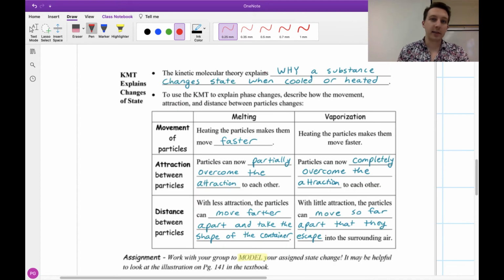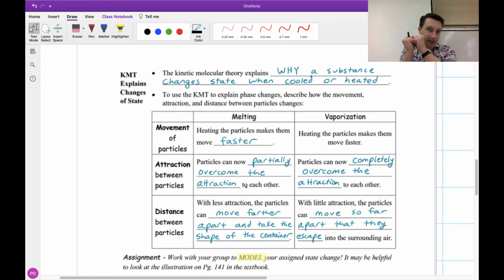So KMT explains why a substance changes state when it's cooled or heated enough. So we can use KMT to explain the changes in the motion, the attraction, and the distance between our particles. So when we're melting something, our particles start to move faster. We're heating them, they're going from a solid to a liquid, so they're going to be moving faster, and now they can partially overcome the attraction.